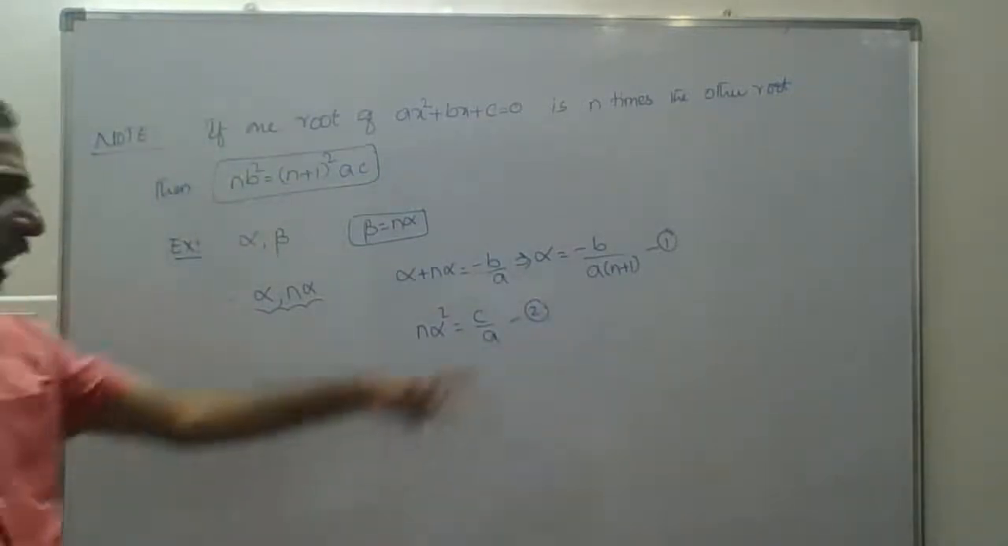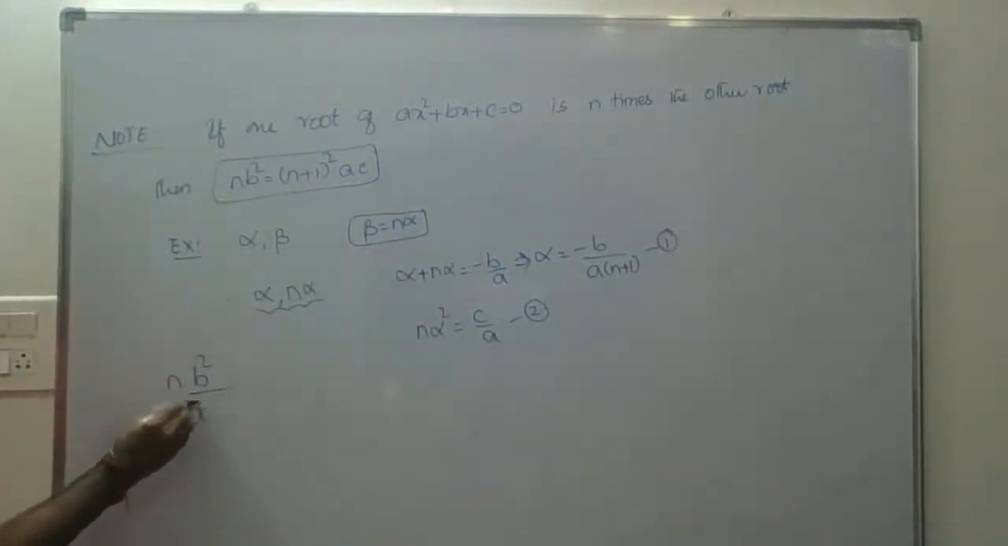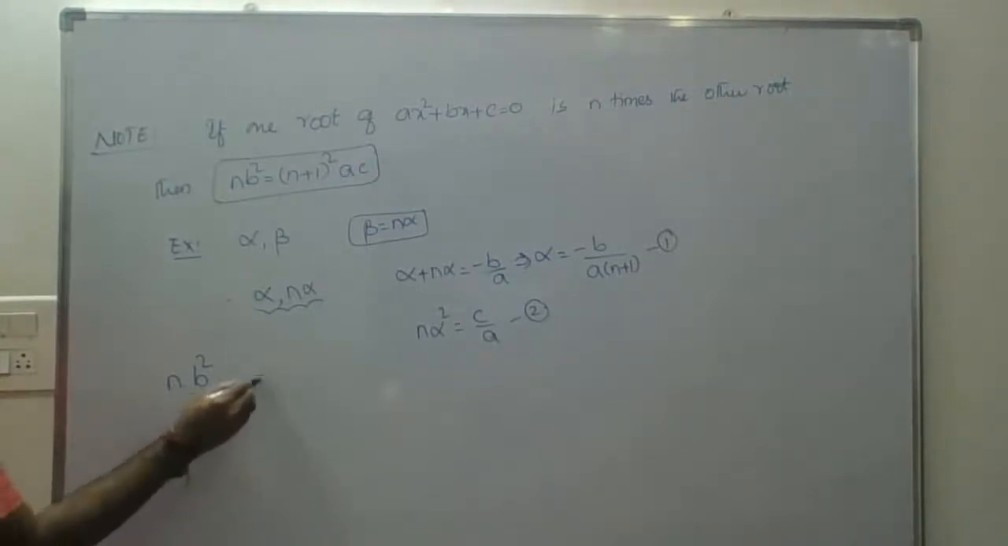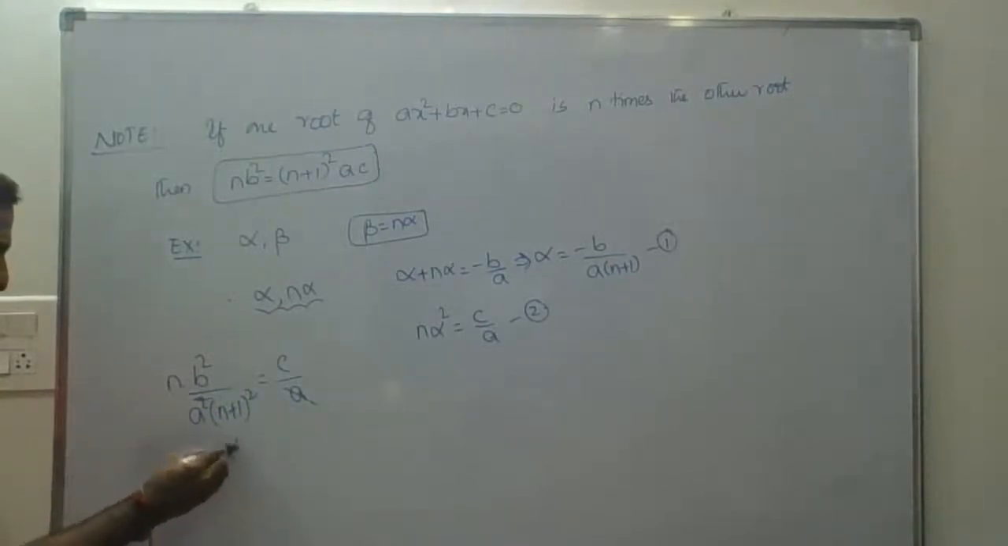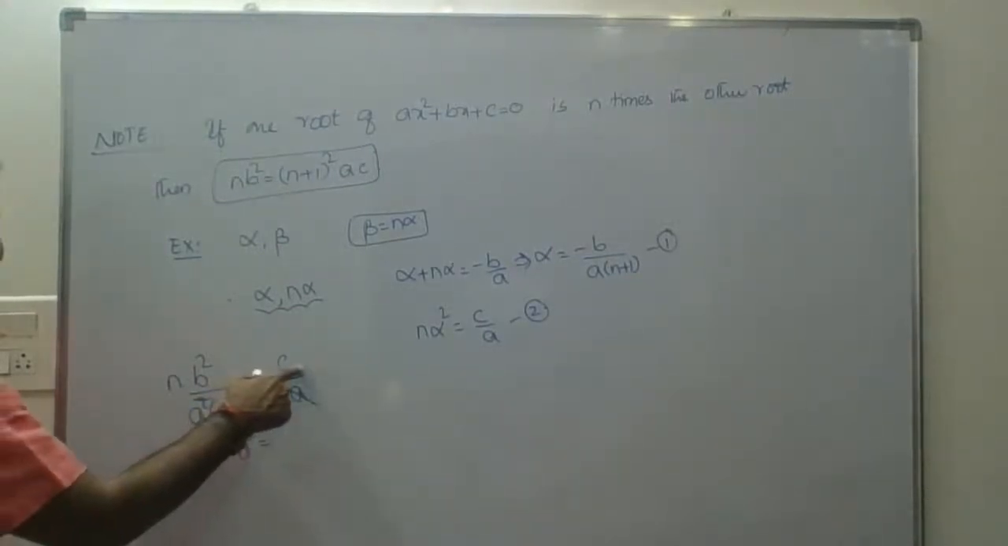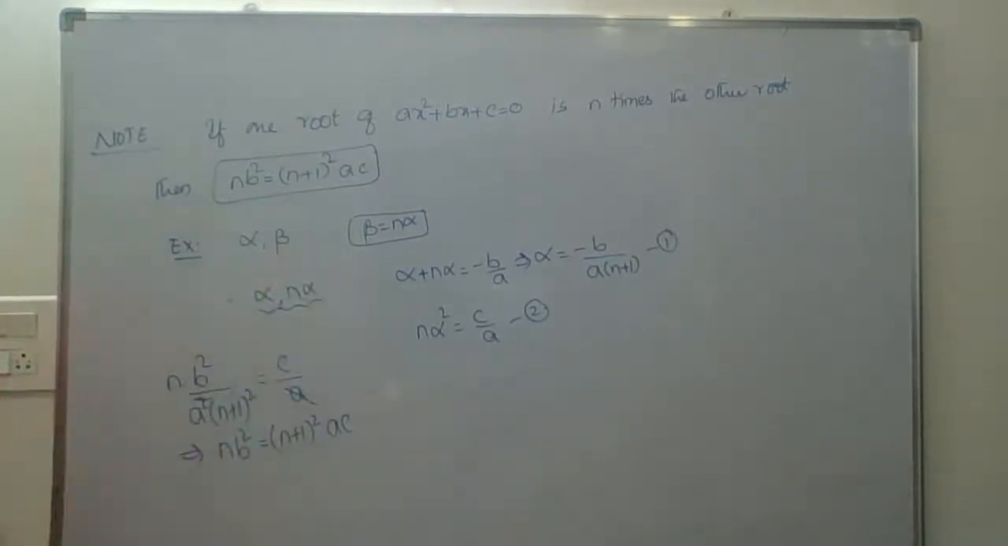Second equation: substitute the alpha value into n alpha square. What is alpha square? b square by a square into (n plus 1) whole square is equal to c by a. Okay, a cancels. Cross multiply: n b square is equal to a into c, ac comes, right? (n plus 1) whole square into ac. So, if one root of the equation is n times the other root, the condition is n b square is equal to (n plus 1) whole square into ac.